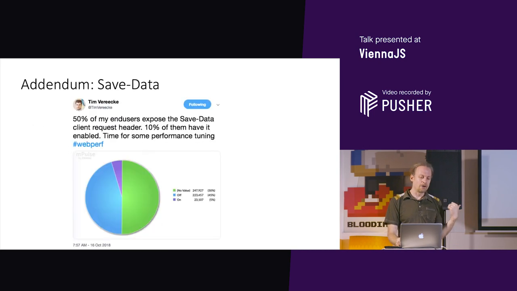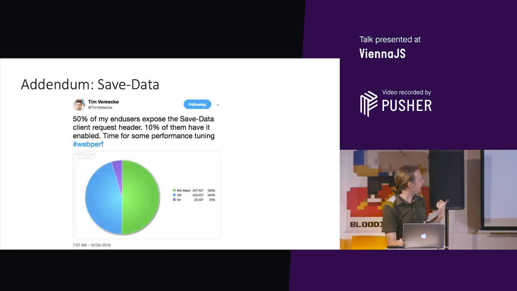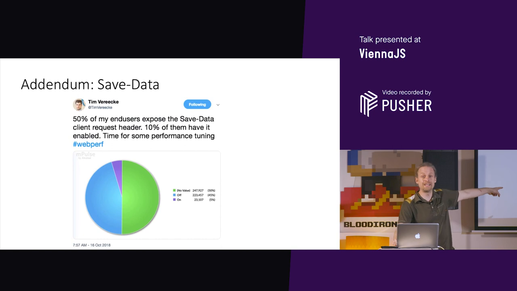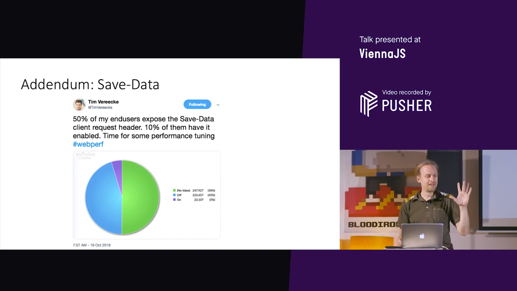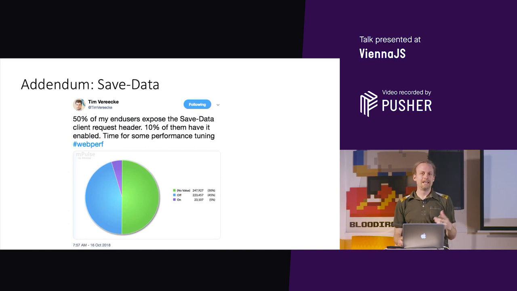And this is about a year old, but Tim found that 5% of his users had this header turned on. If 5% of his customers are telling him, send me less stuff, he can send them a lower quality version of all the images that he's got, maybe one size smaller. Maybe even remove the videos. If you can look at that, you can actually decide if you want to serve less content to your customers.